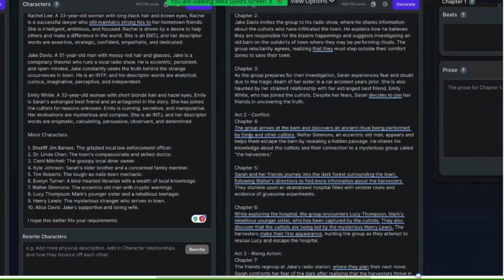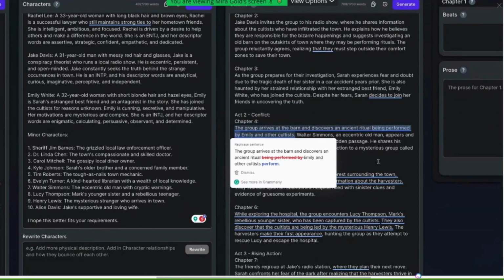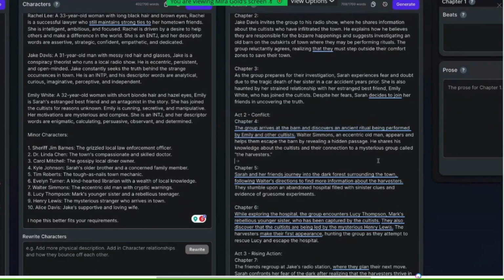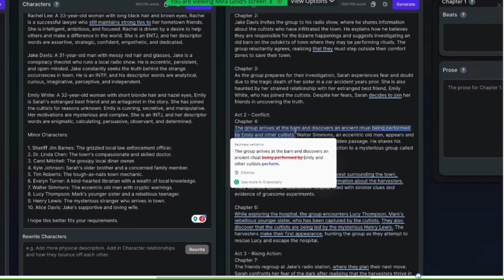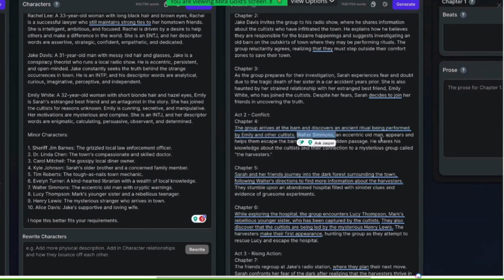Okay, so let's look at 4. The group arrives at the barn and discovers an ancient ritual being performed by Emily and the other cultists. So what kind of ritual is it? I don't know. You could be specific, or you could trust the AI to give you something. Here's a character. He's an eccentric old man who appears and helps them escape the barn. So he shows them a hidden passageway. He shares his knowledge about the cult members and their connection.